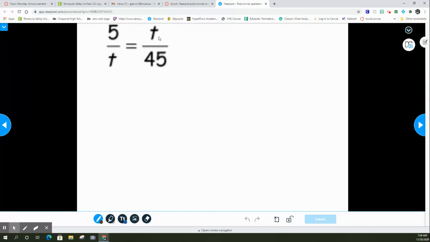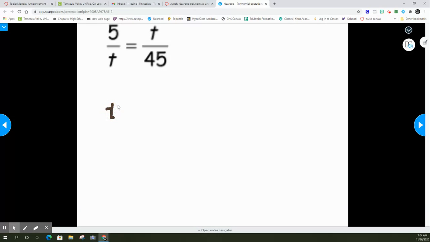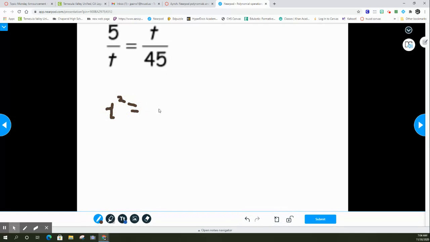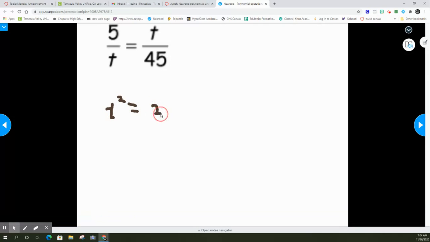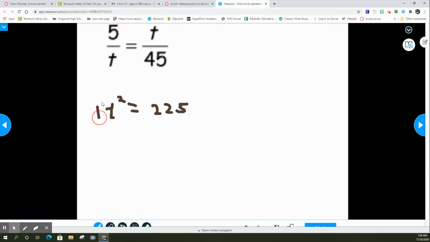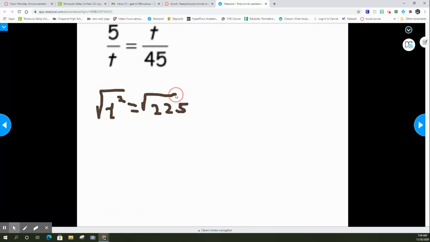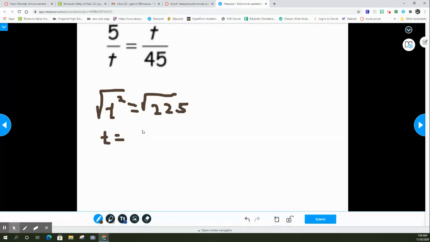All right, so this one's already set up. Again, if I'm going to cross multiply this one, I'm going to get t squared equals, then 45 times 5 is 225. And then you take the square root. So t is going to equal plus or minus 15.